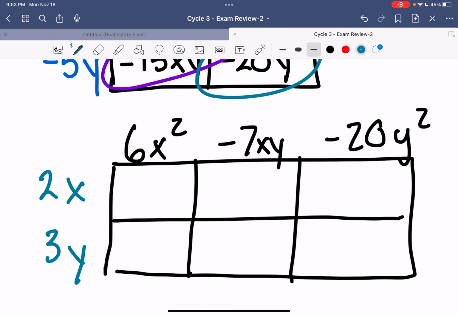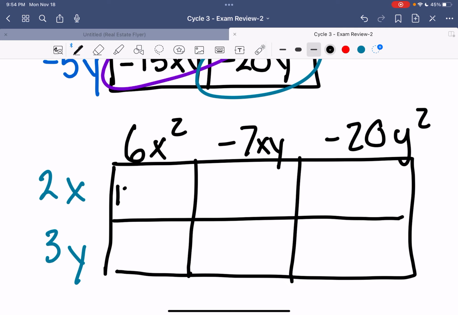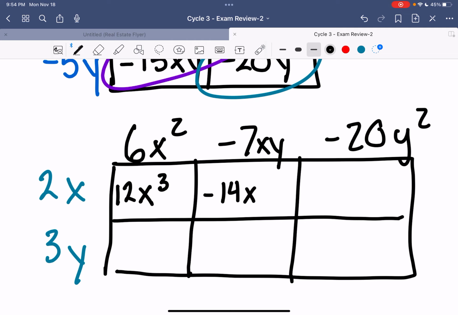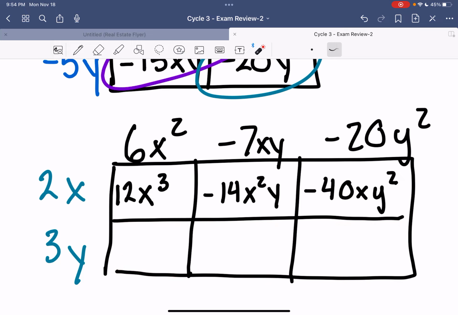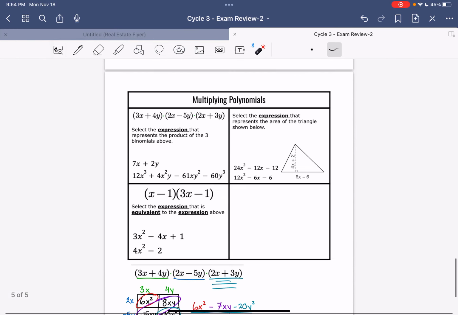All right, if you are committing to do this one by hand, go ahead and finish the box for this. I'll do the first line for you. We have 6x squared and 2x equals 12x cubed. We have 2x times negative 7xy will give you negative 14x squared y. We have negative 20y squared and 2x. That's negative 40xy squared. You still need to do these 3 boxes and combine like terms. Again, I urge you to go check out the video about how to use Desmos to get these answers. But I'm going to cut that one short.